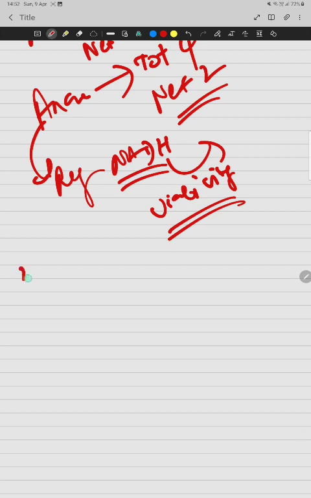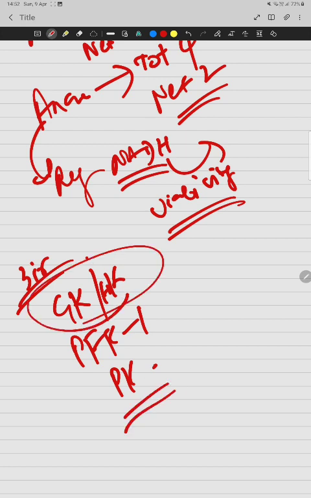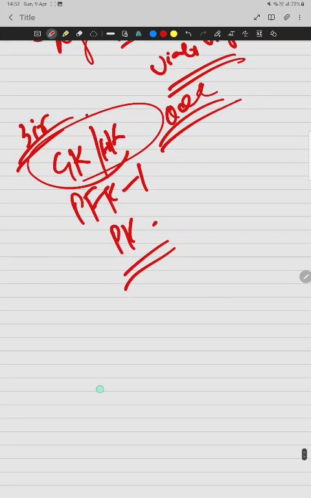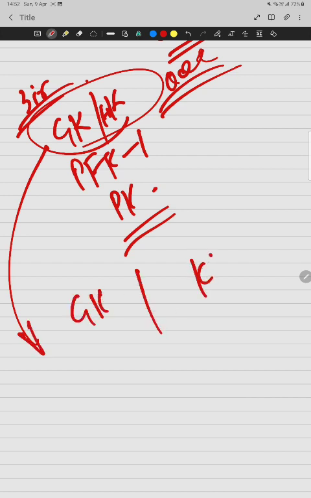And 3 irreversible steps. So what is the trick to remember the 3 irreversible steps? Just remember this GK, HK, PFK1, that is the rate limiting enzyme, and pyruvate kinase. That's all. And this difference between GK and HK is super important. Always you can expect, and this year also we can expect this question. Especially in this GK HK, you are able to follow now.